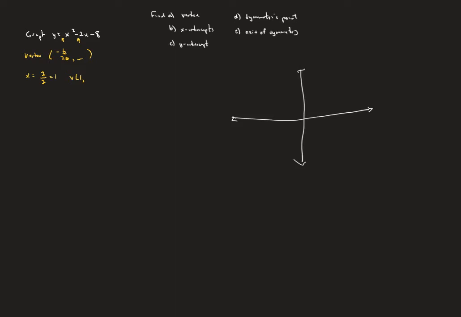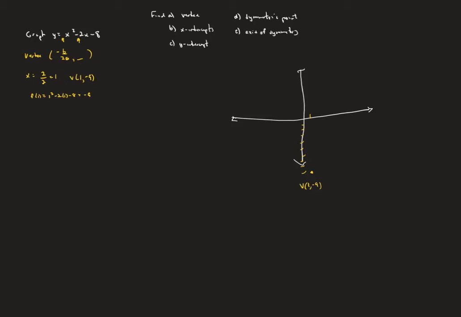To get the y coordinate, we'll just plug the 1 into our parabola in place of x. So we're going to get 1 squared minus 2 times 1 minus 8. So that's 1 minus 2 minus 8, which I think is negative 9. So the vertex is going to be 1, negative 9. So 1, 2, 3, 4, 5, 6, 7, 8, 9. It's going to put us right there. I'm going to label that 1, negative 9 as the vertex.